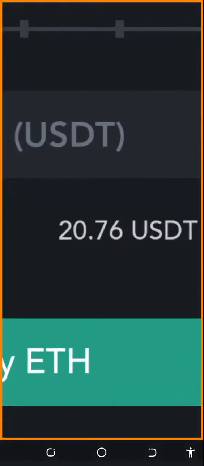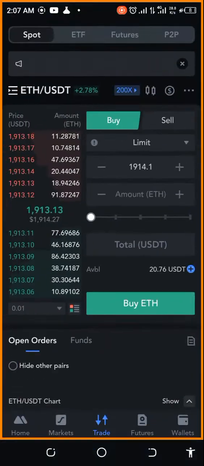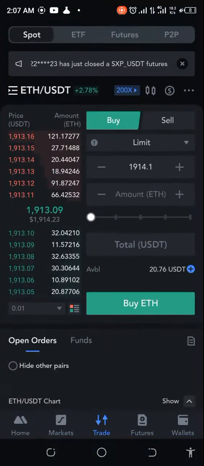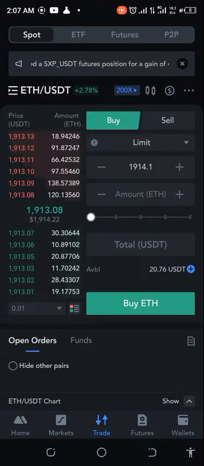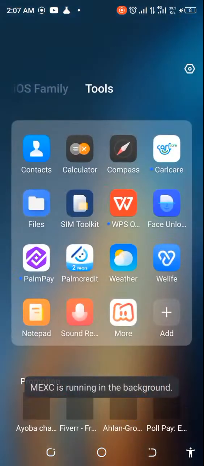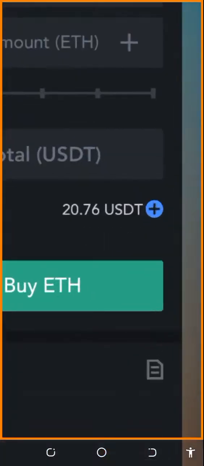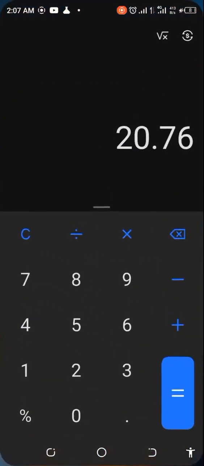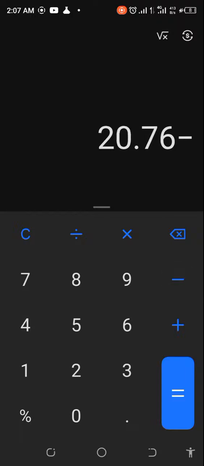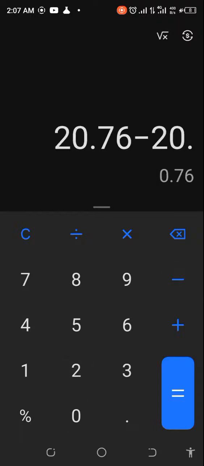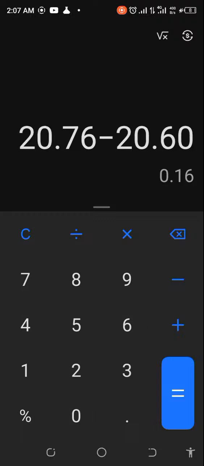Can you see that we have 20.76 USDT? That means, because don't forget that we started out with 20.60, even though it only picked up 20.59. So let's just go to our calculator and do the mathematics. Okay, so what that means is that 20.76, am I right? Am I correct? 20.76. Yeah. So 20.76 minus 20.60 is 16 cents. Yeah, it wasn't exactly so fantastic, but it's something.